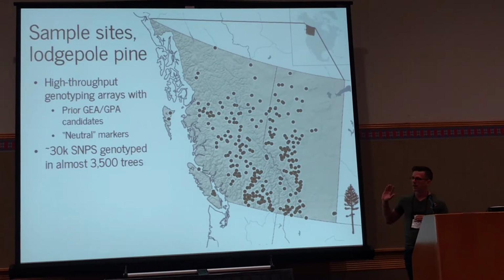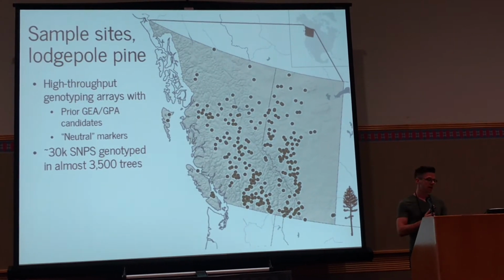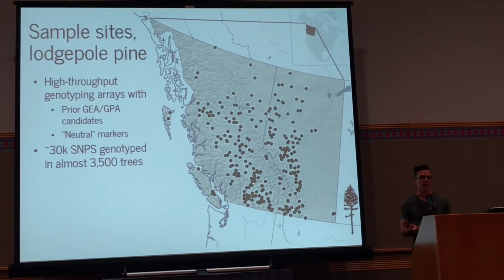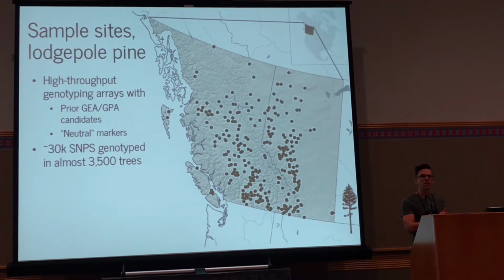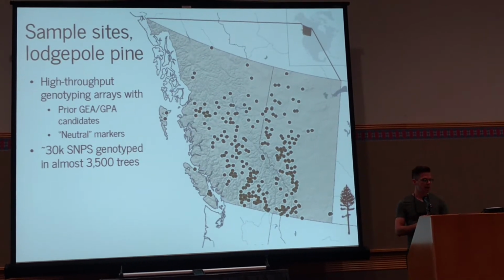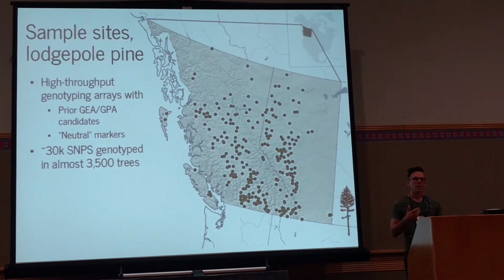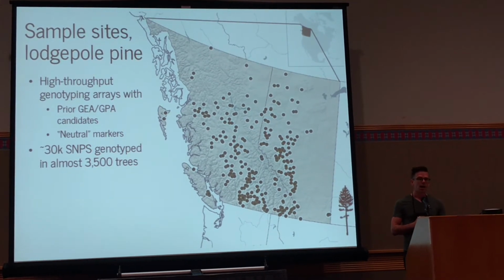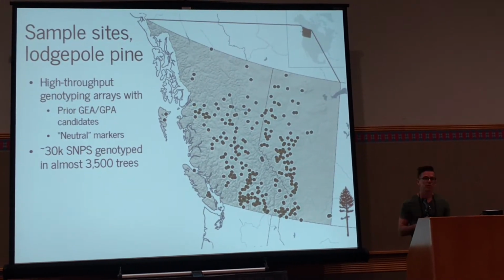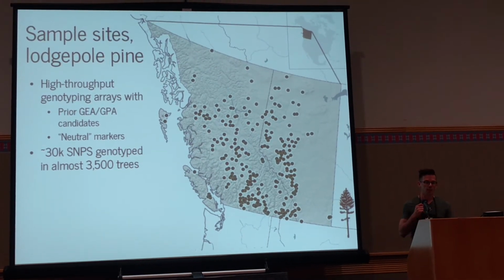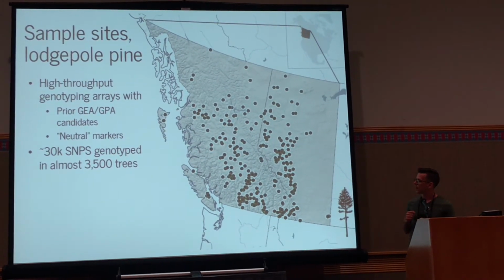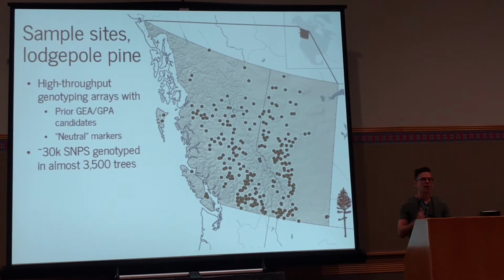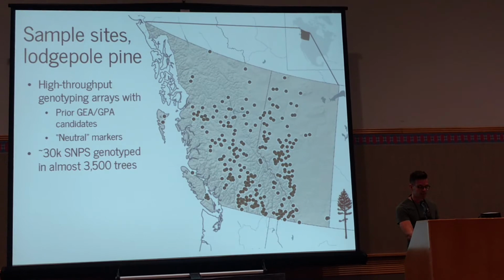So the data set that comes after the sequence capture data set is a high throughput genotyping array. This was designed with candidates from that Science study and markers that we inferred to be neutral, so we had an index for natural population structure. We get about 30,000 SNPs genotyped consistently from the array, and it's been run on samples from 3,500 trees across almost 300 sampling sites.